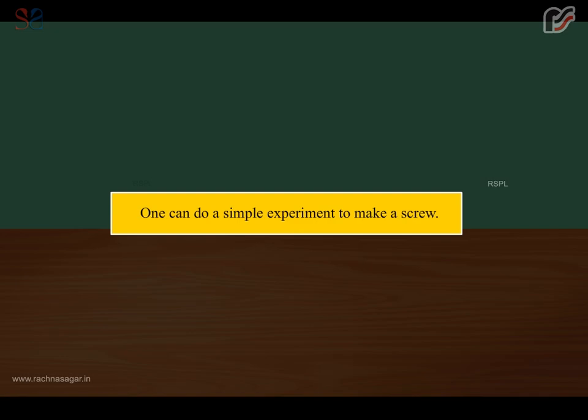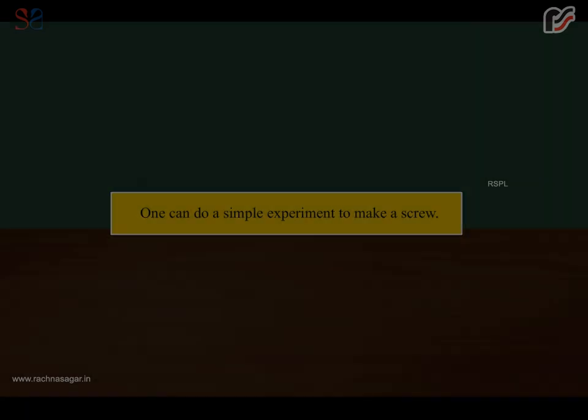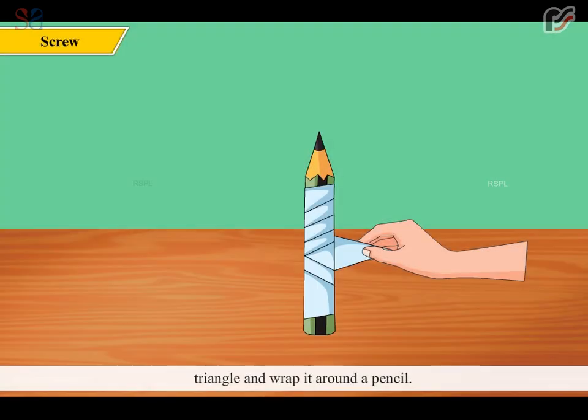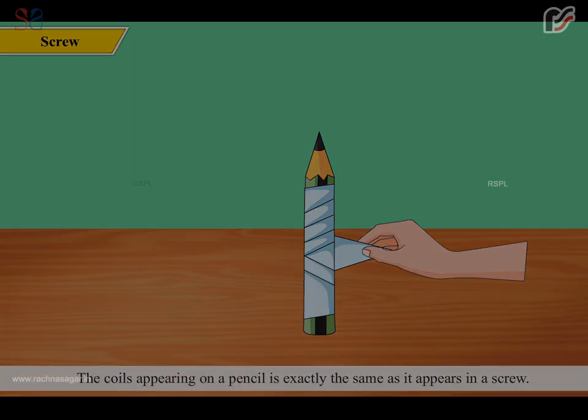One can do a simple experiment to make a screw. First, make a triangle from a paper. Then, color the largest edge of the triangle and wrap it around a pencil. The curls appearing on a pencil are exactly the same as they appear on a screw.